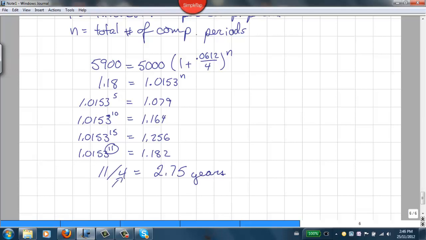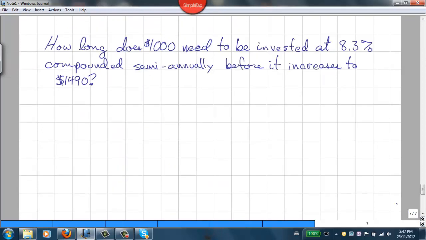All right, so I'm going to give you another one to try. So the question is, how long does $1,000 need to be invested at 8.3% compounded semi-annually before it increases to $1,490? All right, good luck, and we'll see you in class tomorrow.